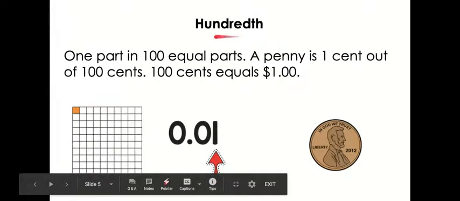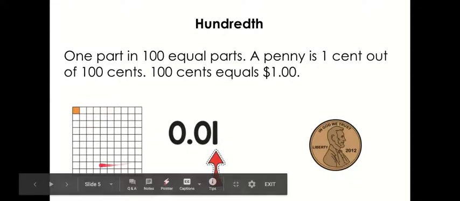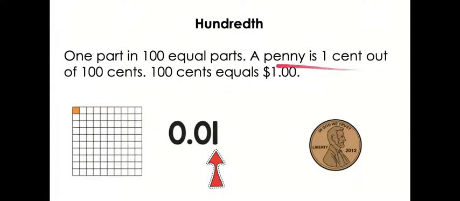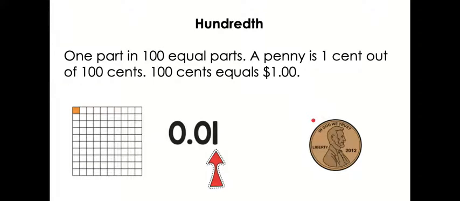Now 100th, notice they spelled hundred and then added the TH. Now 100th, if you'll notice, is much smaller. In fact, it is 1 part in 100 equal parts. A penny is 1 cent out of 100 cents. So here is our decimal 100th, and here is a penny. If you have 100 of these pennies, it equals $1, which would be a whole number. Pennies in the United States are made out of copper, and the other coins are made out of silver.